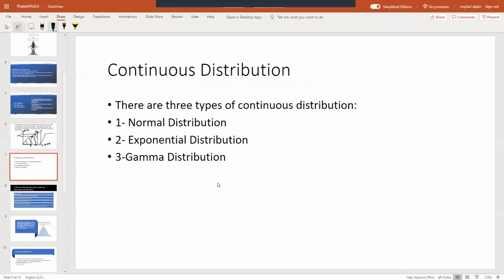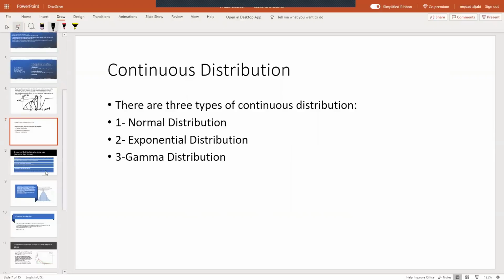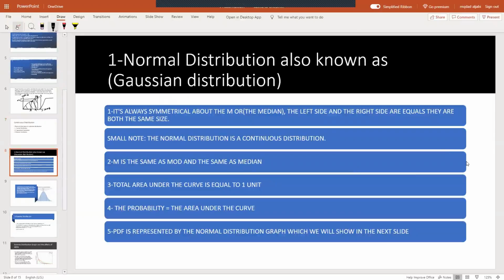Now let's talk about the continuous distribution. There are three types of continuous distribution: normal distribution, exponential distribution, and gamma distribution. The normal distribution, also known as Gaussian distribution, is always symmetrical about the m, or the median. The m is like the middle point, or as we sometimes call it, the median. The left side and the right side are equal. They are both the same size in the normal distribution.